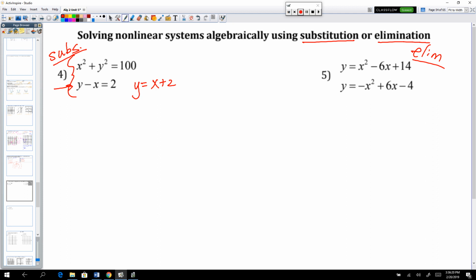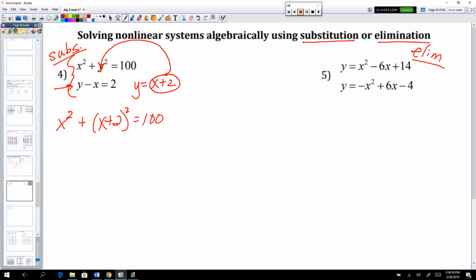Once you have a variable isolated, and it doesn't always have to be y, you could have isolated x, you know that y equals this stuff, and so you take this stuff and you replace y in the other equation with it. It's kind of like the transitive property. If y equals x plus 2 in this equation, then y up here must also equal x plus 2. So once we substitute, we are left with x squared plus (x plus 2) squared equals 100.